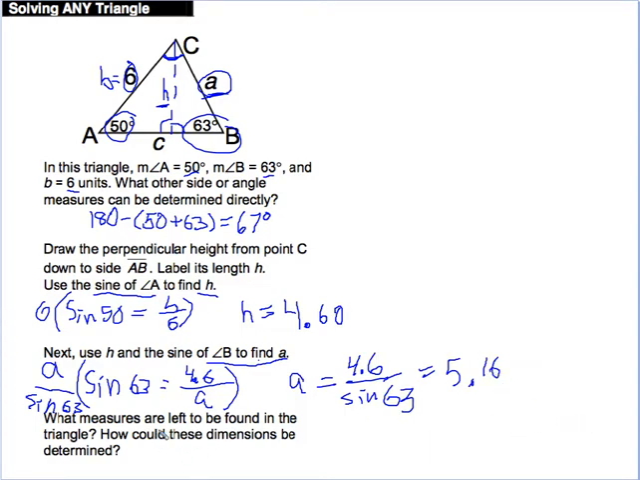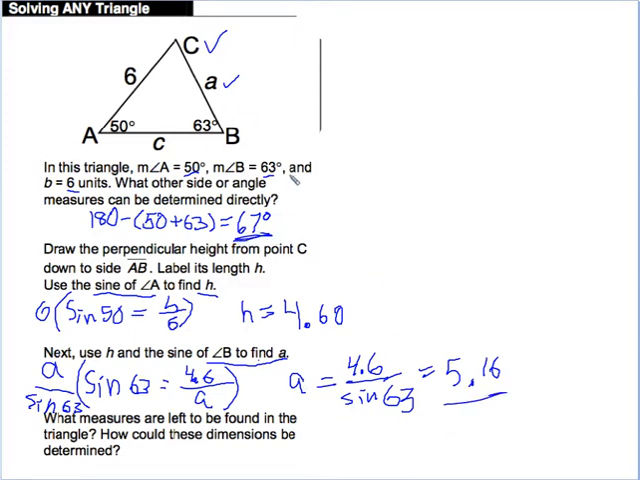All right, so what measurements are left to be found in the triangle, and how can these dimensions be determined? So let's erase what I have so far. So far I have A, I can check that off. I have my angle C, right here is angle C. This is side A, and I have my height. Let me put the height back up there. That's a straight line, just pretend it's a straight line. And I have height. Now I want to find, what do I want to find?